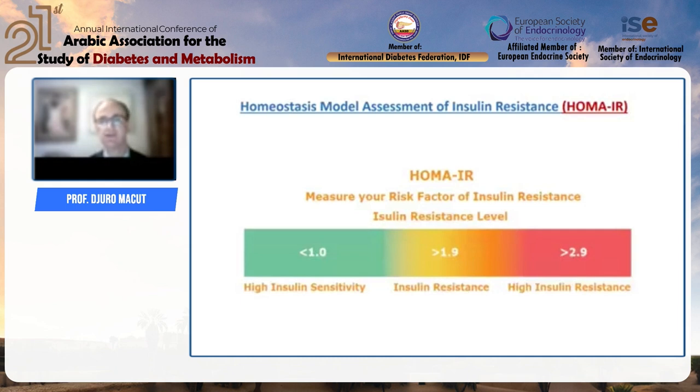That's why we are using surrogate indexes, and one of the most famous is the HOMA index, which measures the risk of insulin resistance. Everything below 2 could be assessed as an insulin sensitive condition, with a normal insulin sensitivity around 1, and if we have over 2, and especially over 3, we can say that this subject has very high insulin resistance.